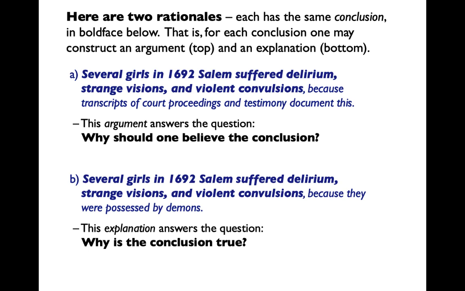Here are 2 rationales. Several girls in 1692 Salem suffered delirium, strange visions, and violent convulsions because transcripts of court proceedings and testimony document this. That's an argument. Several girls in 1692 Salem suffered delirium, strange visions, and violent convulsions because they were possessed by demons. That's an explanation.